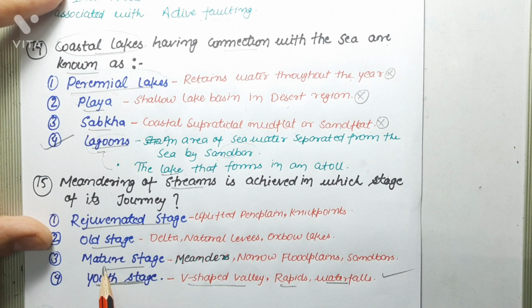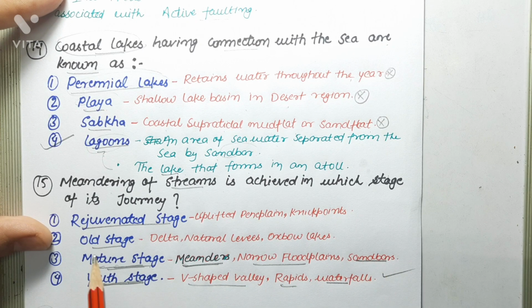In case of mature stage, erosion and deposition equally dominate, and in this stage, the stream swings in meanders. So meanders are the special feature of mature stage. Floodplains are narrow and sandbars are also present.